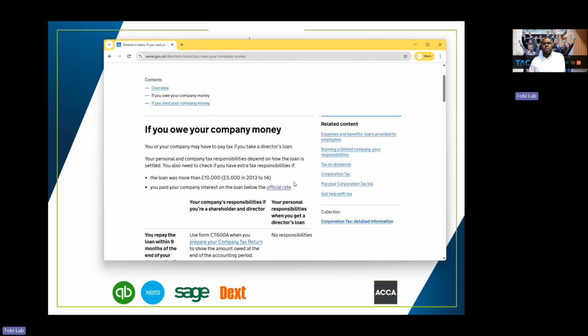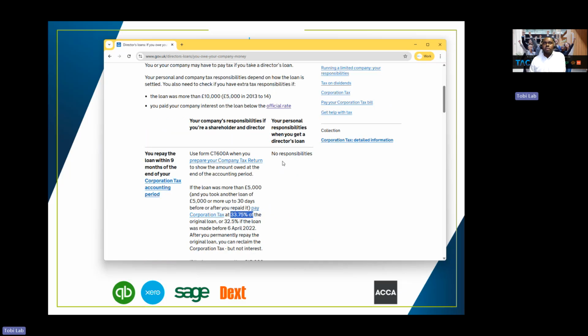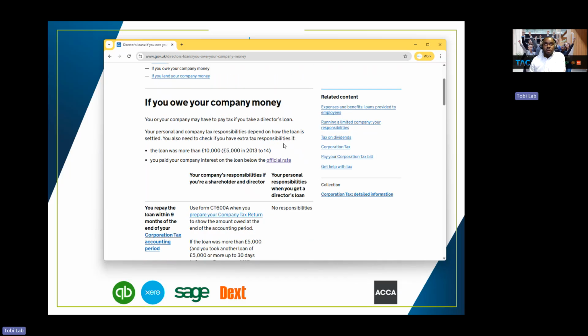Now, if you paid your company interest on the loan above the official rate, then you won't have to pay that tax, and it won't be treated as income to you. So with a director's loan, you may consider making it a commercial loan rather than just a beneficial loan. A beneficial loan is where there's no interest. With a commercial loan, there's interest, and you pay back, and you pay the interest to the company. So that's a tax trap to avoid.